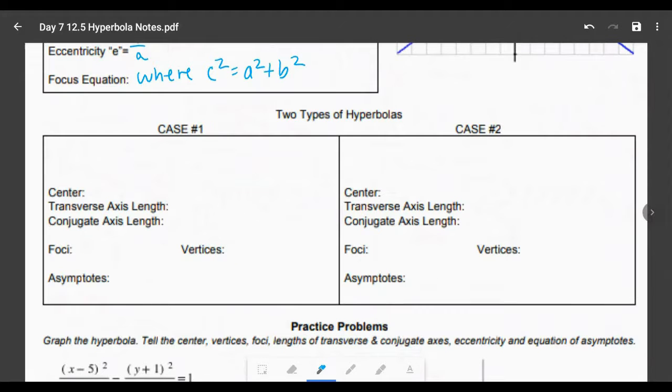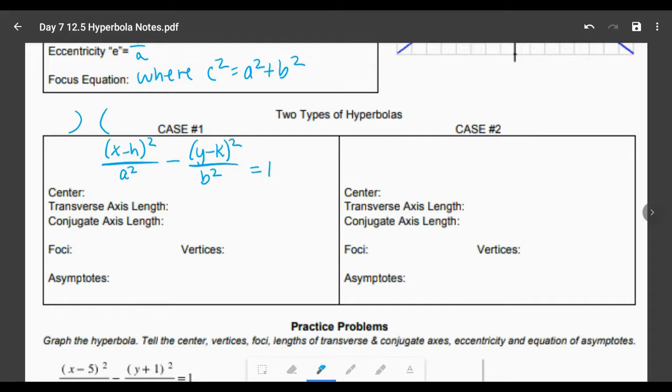Okay, so let's take a look at two different types of hyperbolas. One type of hyperbola opens right and left, and that would be one that starts with x minus h squared over a squared minus y minus k squared over b squared. So this equation should look pretty familiar. It's almost like the ellipse equation, except instead of a plus in between the two fractions, we have a minus in between the two fractions.